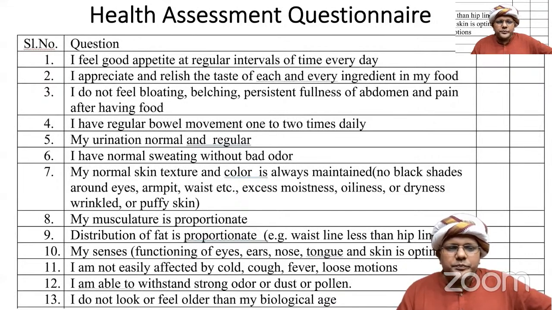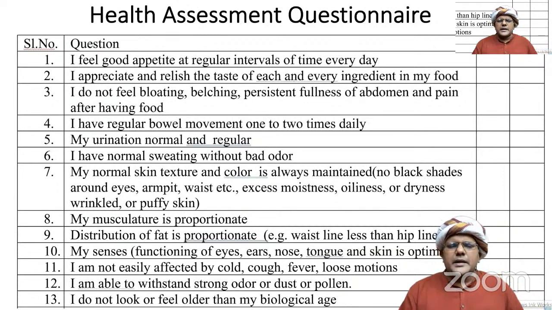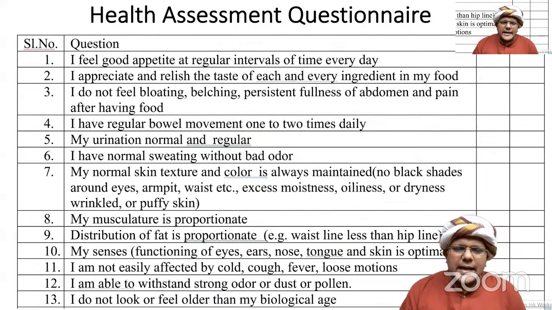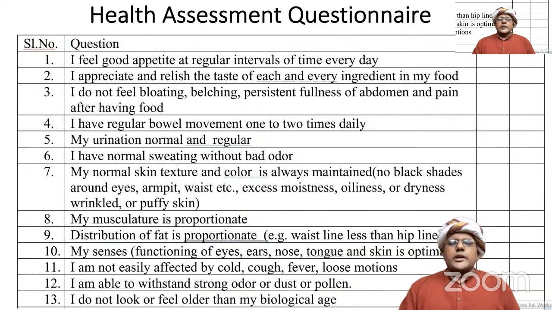Then I'm healthy. My senses, functioning of eyes, ears, nose, tongue, and skin, all are optimal. And I am not easily affected by cold, fever, or loose motions. And I'm able to withstand strong odor, dust, pollen, anything, any disturbance is happening, I'm not getting affected. Anyone is having some disease, I am not catching it. I do not look or feel older than my biological age.